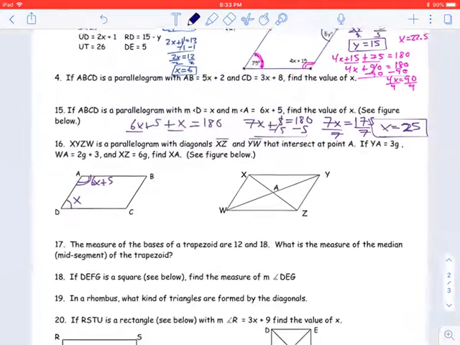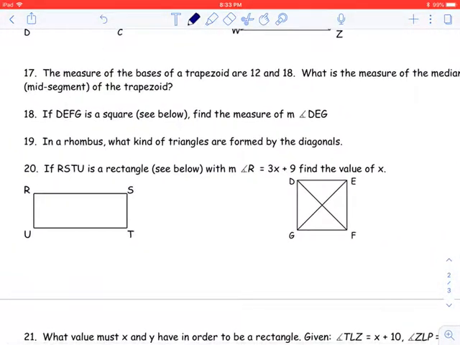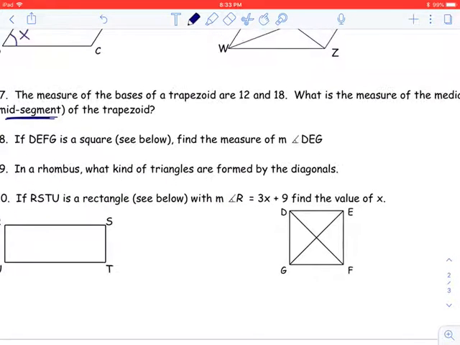Okay. So number 17 says the measure of the bases of a trapezoid are 12 and 18. What is the measure of the median or the mid-segment? So mid-segment's what we've been calling it in class. Okay, so if I've got a trapezoid here, actually I'm going to draw that a little bigger. So here's my trapezoid. Got 12, got 18, and it wants me to find this.